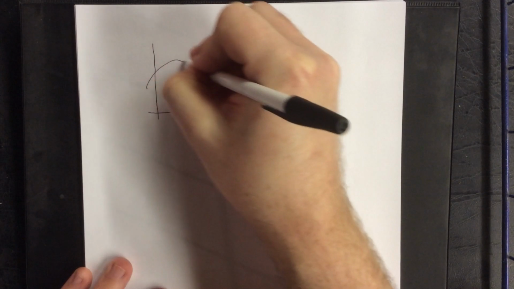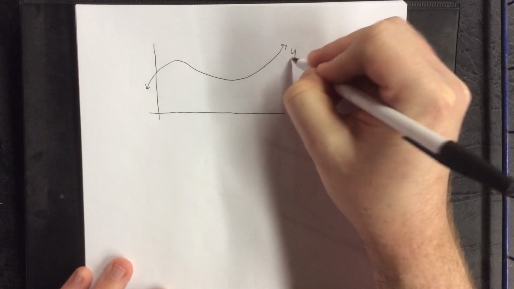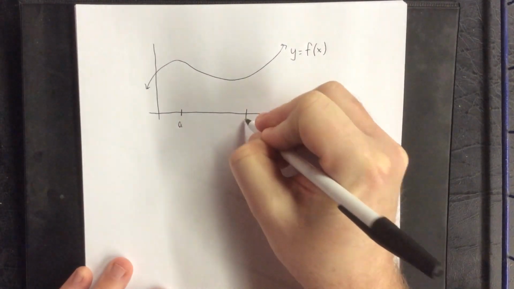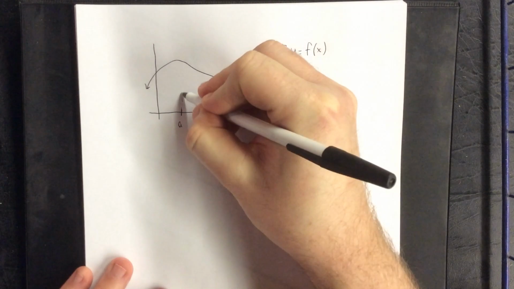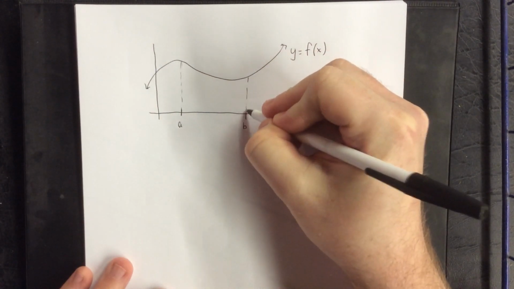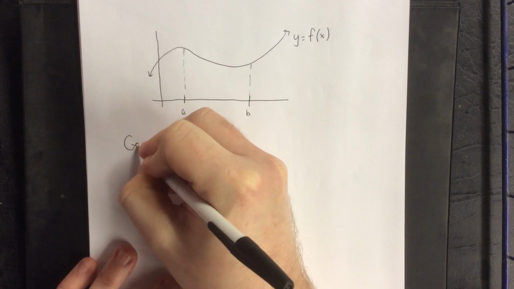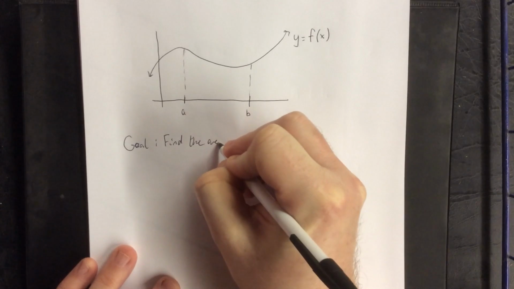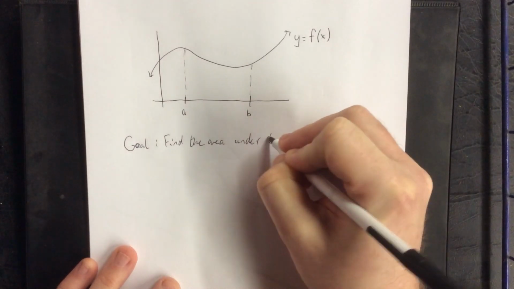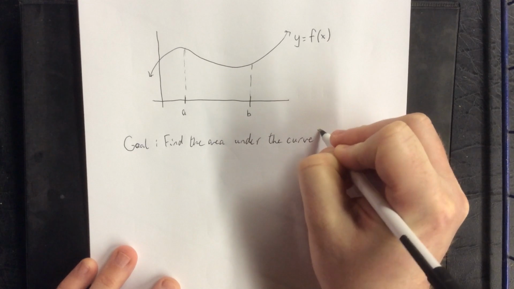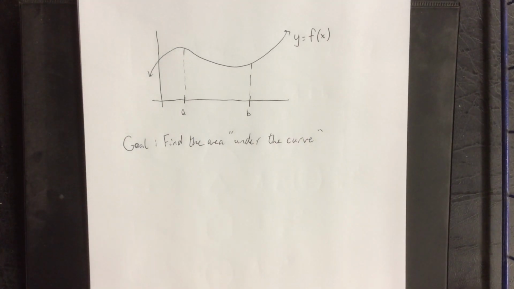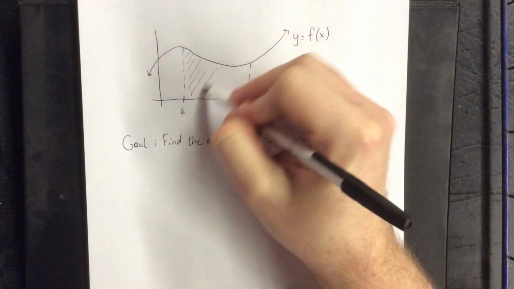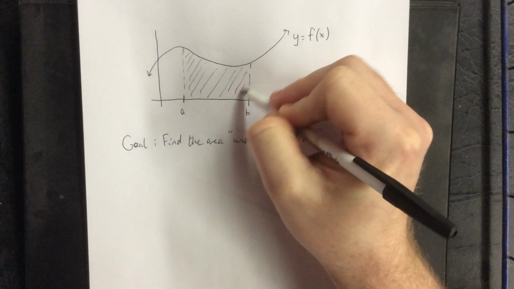Suppose that we have the graph of a function, y is a function of x. And suppose that we've been given two values that we refer to as a and b. Our goal is going to be to find the area under the curve. Now, under the curve is a very fancy way of saying between the x-axis and the function itself, in between whatever two given x values we have.